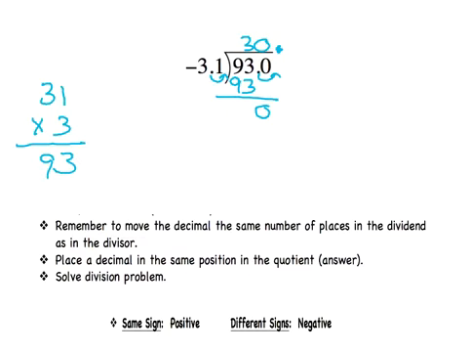Am I done? Yes. No. What am I forgetting? A negative sign. I have a negative and a positive. The signs are different, so my answer is negative. Negative 30.